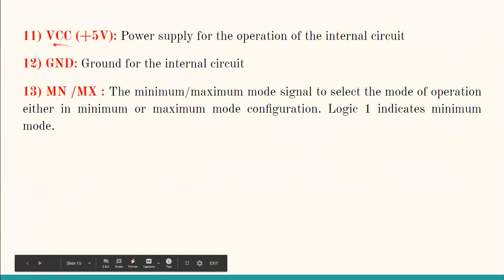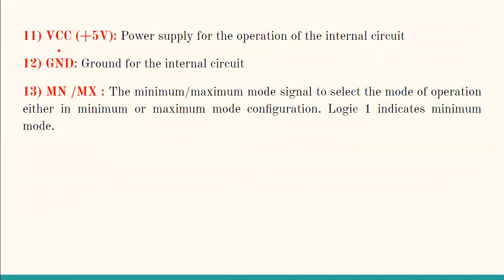Coming to the next basic pins of any IC, that is VCC. It is a 5-volt power supply required for the operation of the internal circuit. Ground is also required for the internal circuit. And the last pin is MN/MX bar. There should be a bar over here. This is used for selecting the mode of operation of 8086.